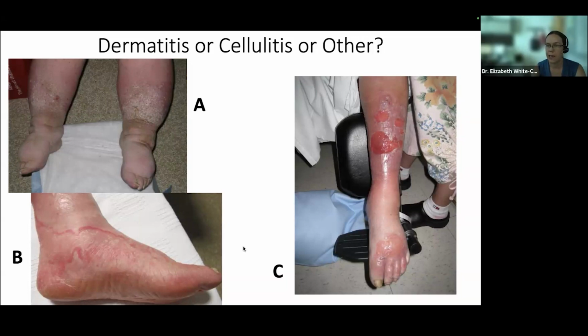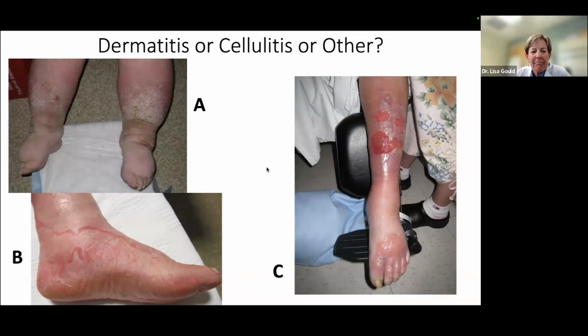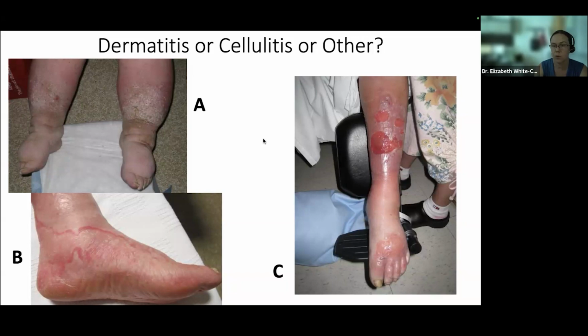So on A, dermatitis, definitely dermatitis and phlebolymphedema. So whoever said other, if that's what you were thinking, that's definitely the case. Image B, other. So this is a great picture of what we call tinea pedis, where it has that moccasin type rash. So that's where I'm worried about more of a tinea pedis cause.